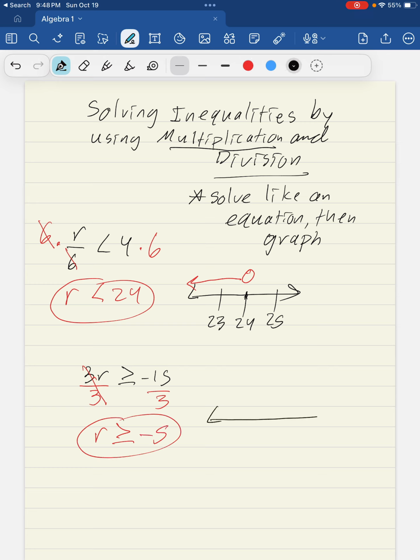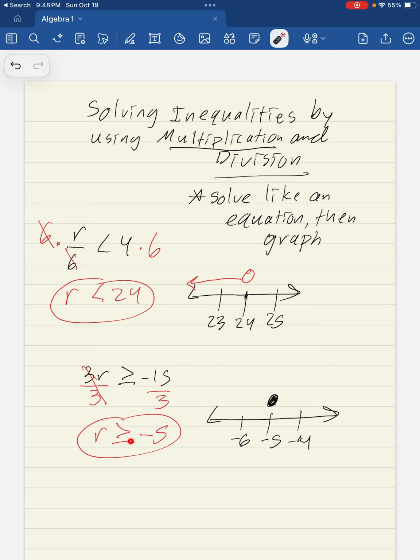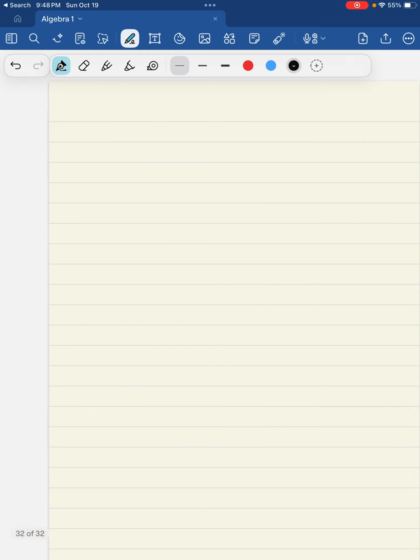When I graph that, it's the same process we've been doing. We have a closed circle this time above negative 5 because we have that, let me show you. We have that equal sign right there underneath. R is greater than or equals to. So we close in that circle. And greater than, of course, goes to the right. Greater has an R at the end. Right starts with an R. And that's pretty much same as yesterday. Nothing's really changed. However, multiplying and dividing inequalities have one rule we have to know, okay?